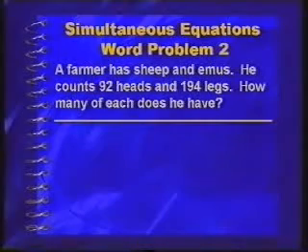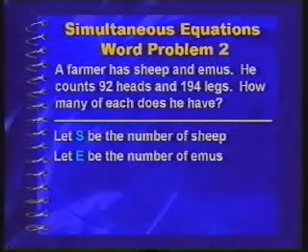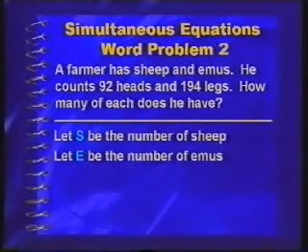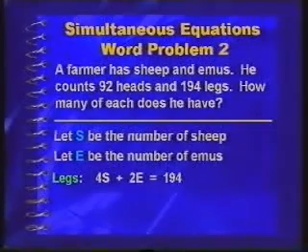That's a simultaneous equation problem. Doesn't look like it. Well, 92 heads. Let S be the number of sheep, let E be the number of emus. Now, a sheep has a head, an emu has a head, so if I add, I've done the legs first here. I've looked at the legs first.